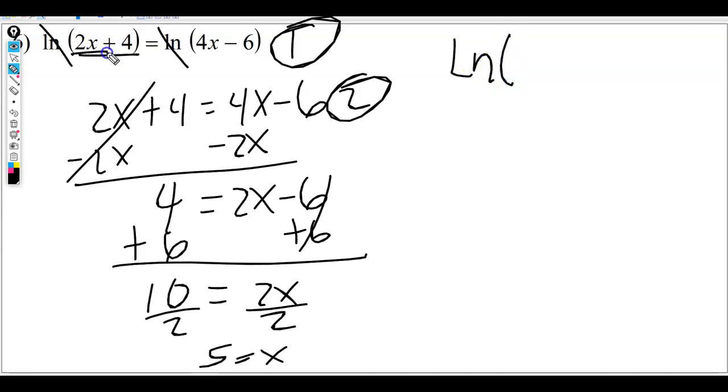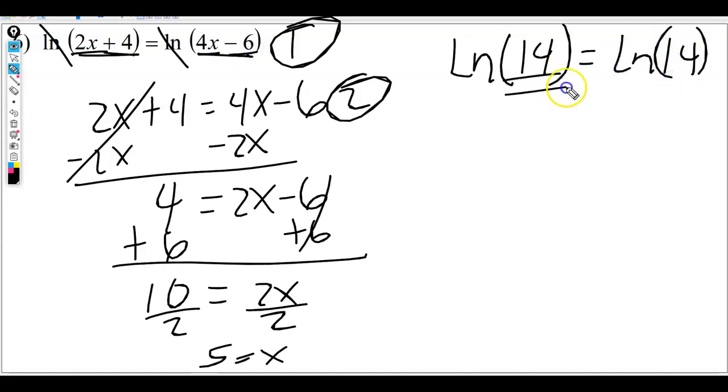You plugged in 5 here. 2 times 5 is 10, plus 4 is 14. That's a good answer. Same thing over here. If you plug in 5, 5 times 4 is 20. Take away 6 is also 14. That's a positive number there. And anything that makes your argument come out positive is a good answer. So we're going to circle that and say that that is our answer. This is part of the domain since it didn't make our argument negative.